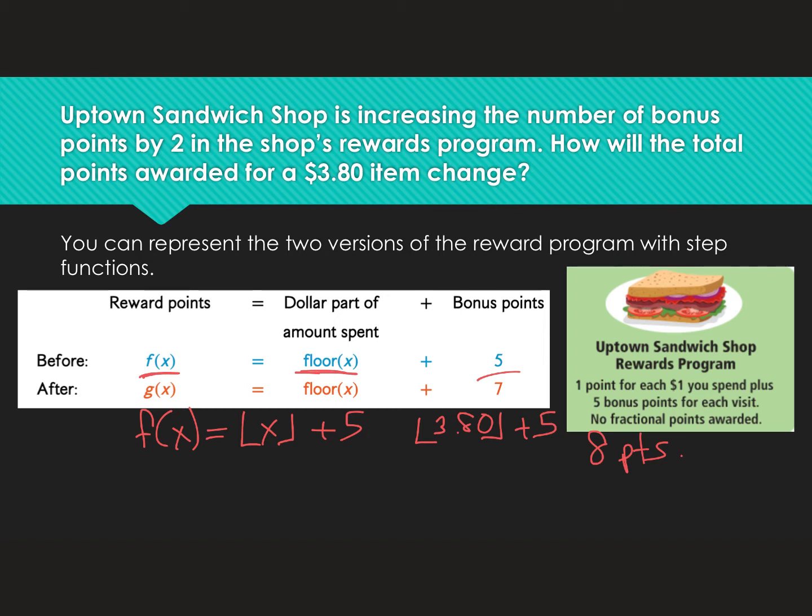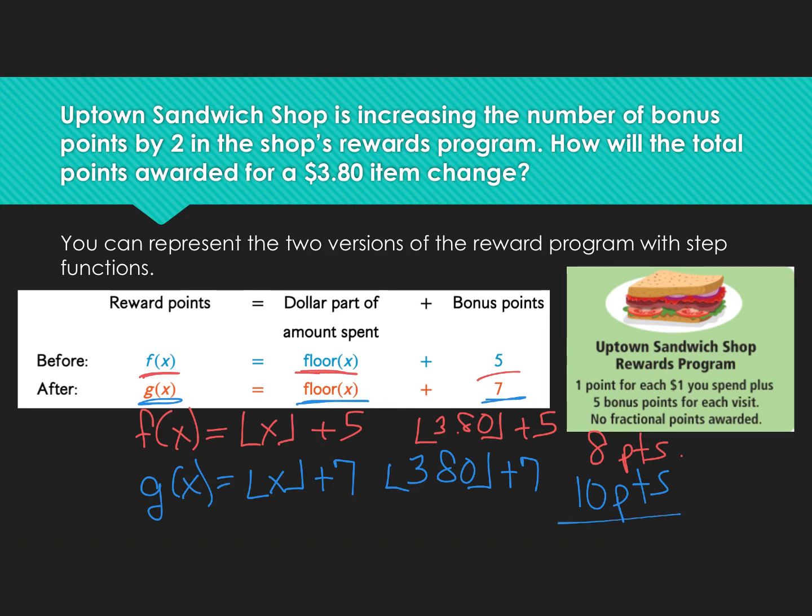If we were representing this with g of x, the new one, we would have the floor of x plus 7. So g of x gives us the floor of $3.80 plus 7, which would give us 10 points. So all it would do is add 2 points for each visit. So that's the effect. It adds 2 points per visit.